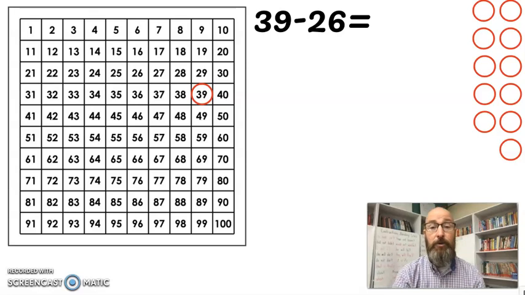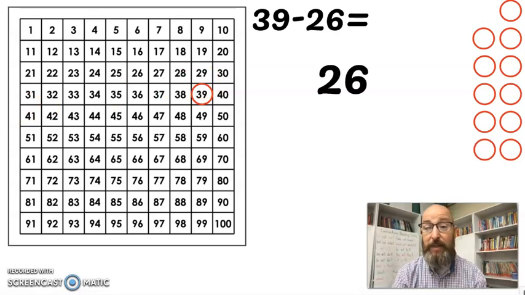We have our first question, 39 minus 26. And as you can see, we are already getting started on the 39 on our hundreds chart because that's the larger number and that's the number we're subtracting from. Once we know what we're subtracting from, we know that we're going to take away 26, because it's 39 minus 26.